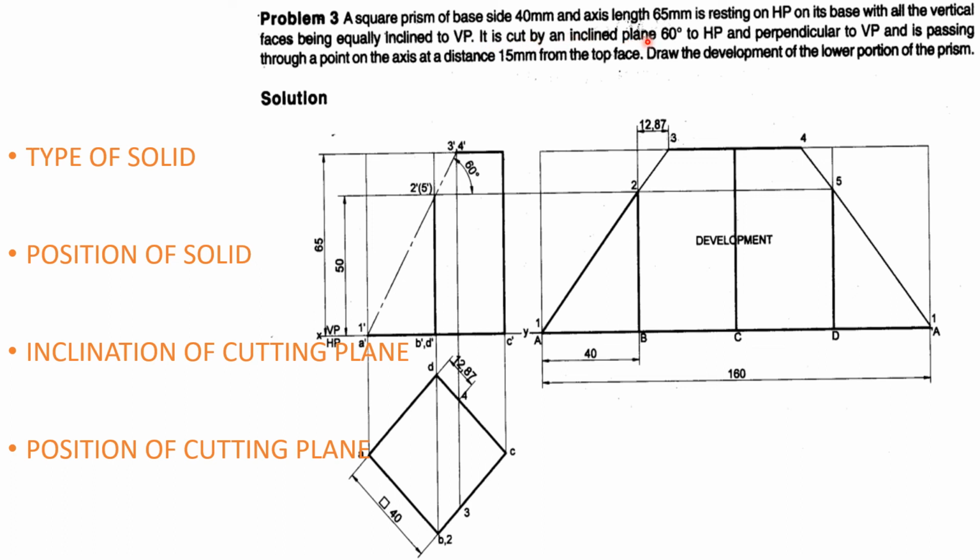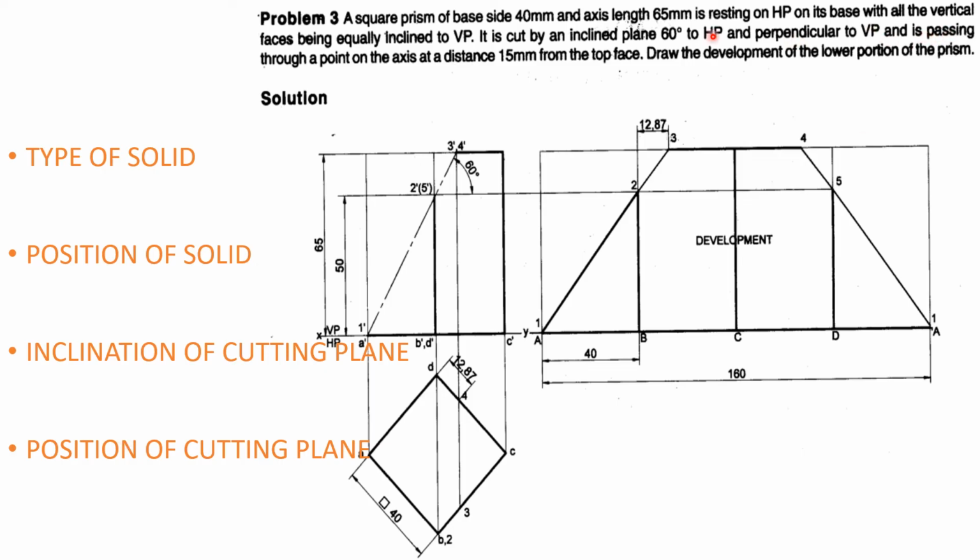Now the inclination of the cutting plane. It is cut by an inclined plane at 60 degrees to the HP. I said there are two options: either it is inclined to the HP or to the axis. If it is inclined to the HP, you can take it directly as 60 degrees, or if it is inclined to the axis, you take 90 minus the axis inclination to find it. So the inclination of the cutting plane is 60 degrees.